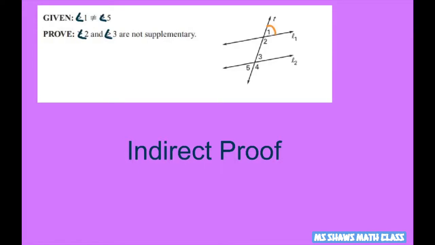Given that angle 1 here is not congruent to angle 5, we want to prove that angle 2 and angle 3, these two, are not supplementary. And we're going to do the indirect proof method, and that just means we're going to temporarily assume that the desired conclusion is false. Here's our desired conclusion, so we want to assume that it's false.